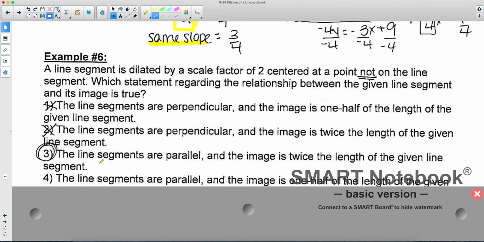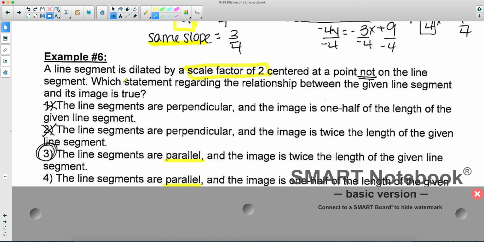Okay, so it says that the line segments are perpendicular. Nope, we don't want that. Line segments are perpendicular. Nope, don't want that. Okay. Line segments are parallel. Good. Line segments are parallel. Now, the scale factor is 2.